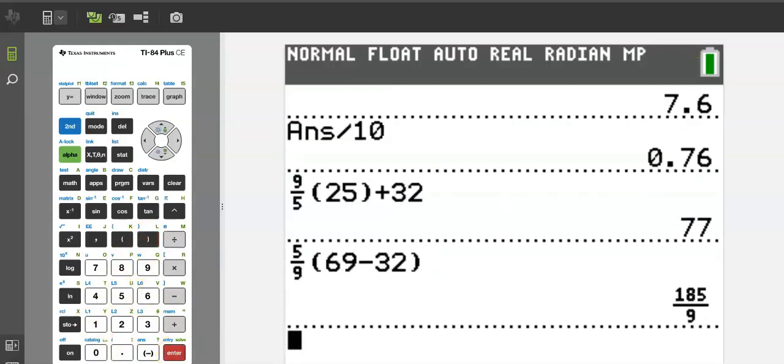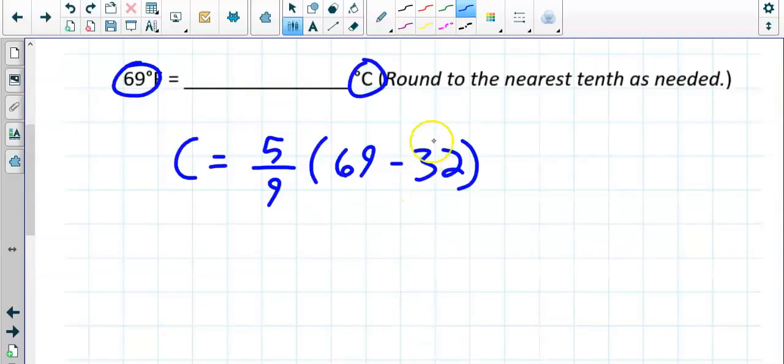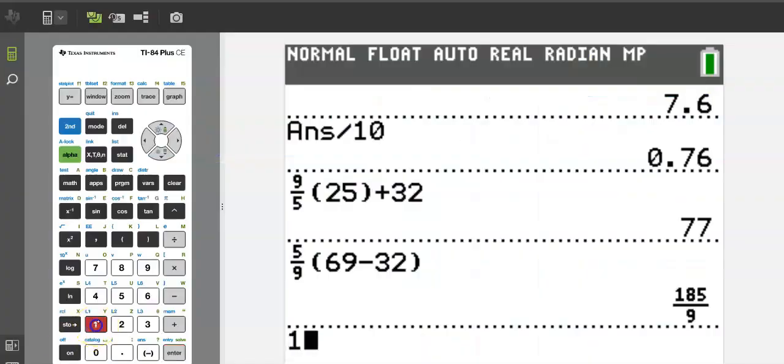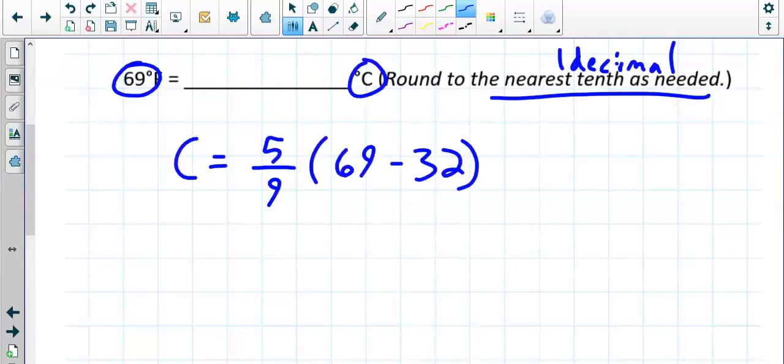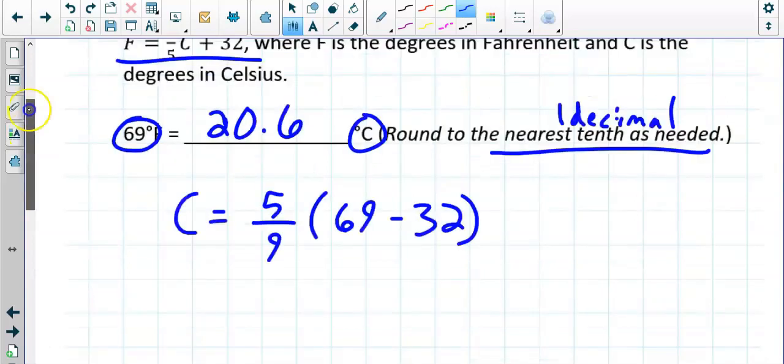But they don't want the fraction, because if you go back and look at the directions, it says round to the nearest tenth. Tenth means 1 decimal. So we need to actually divide that out. So 185 divided by 9. So over here, since we're going 1 decimal, this is the first decimal, this is the 10th. So the 5 says, hey 5, go up. So in degrees Celsius, we are 20.6 degrees Celsius. Okay? Pretty straightforward, nothing crazy.